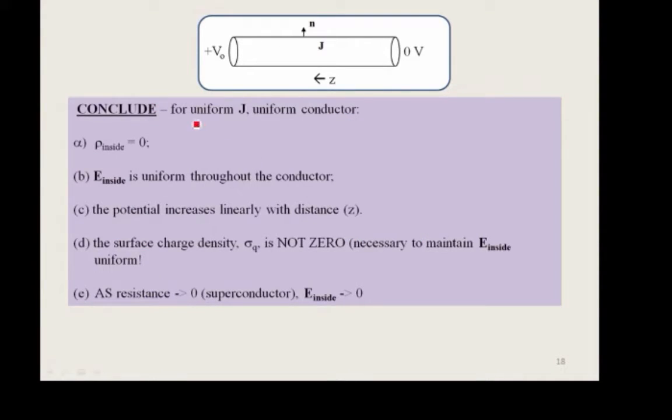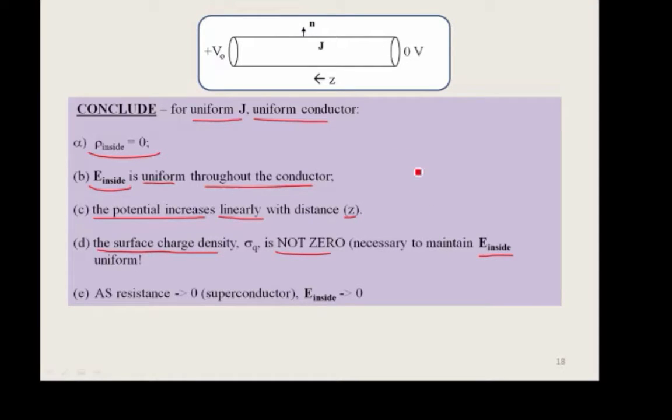So let's look at our conclusions then. If we have a uniform J and a uniform conductor, we conclude that the charge density inside is 0. We concluded that the electric field inside is uniform throughout the conductor, and we can conclude that the potential increase as a function of distance is linear. It's increasing linearly with the distance z. And finally, we didn't prove, but I will mention that the surface charge density, which I represent by sigma q, remember that it's charge density, is not 0. And it's necessary in order to maintain the E inside uniform.